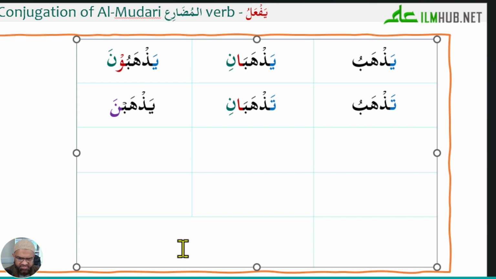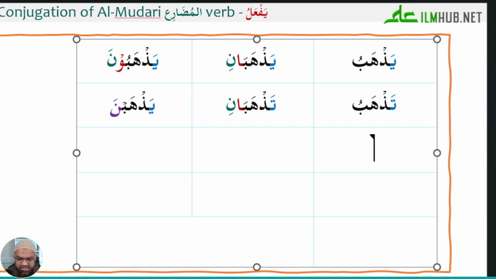So it breaks the rhythm slightly, yadhhabna. Okay, so we have yadhhabu, yadhhabani, yadhhabuna, tadhhabu, tadhhabani, yadhhabna. One more time. Huwa yadhhabu, huma yadhhabani, hum yadhhabuna, hiya tadhhabu, huma tadhhabani, hunna yadhhabna. So let's color that one in with the ya at the beginning to remain consistent. So that's your first 6 done. Huwa, huma, hum, hiya, huma, hunna version.